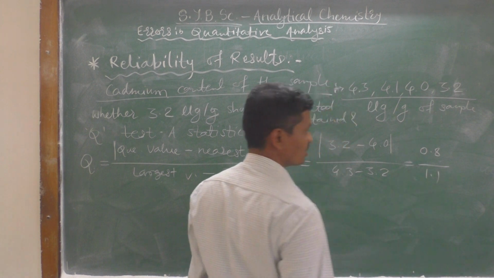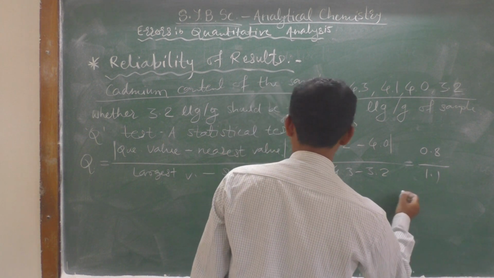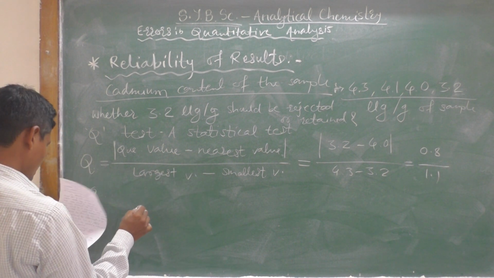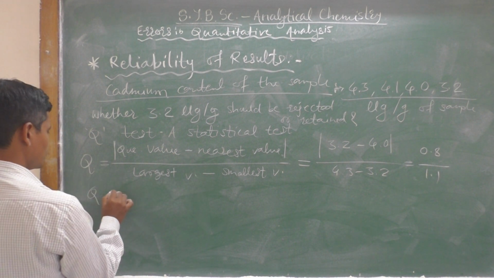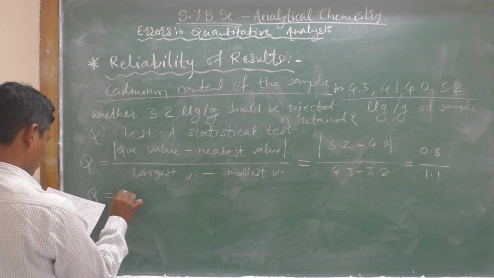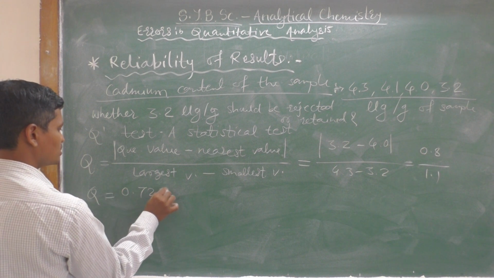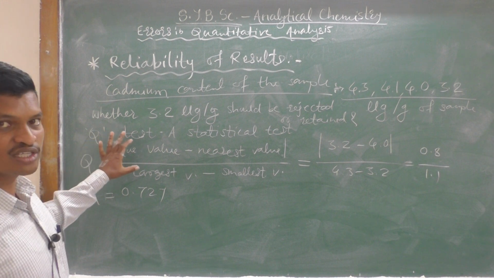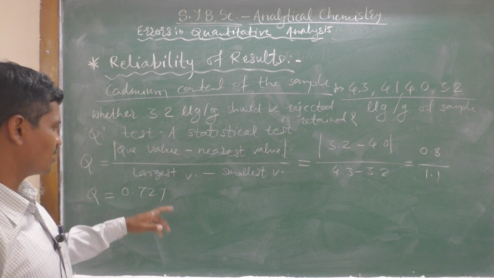which is 1.1. Now the division of 0.8 divided by 1.1 is 0.727. So the Q value obtained from this calculation is 0.727.